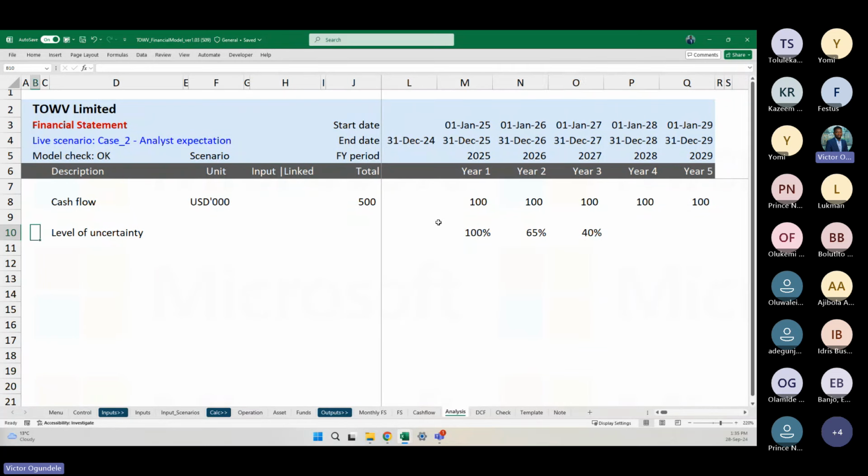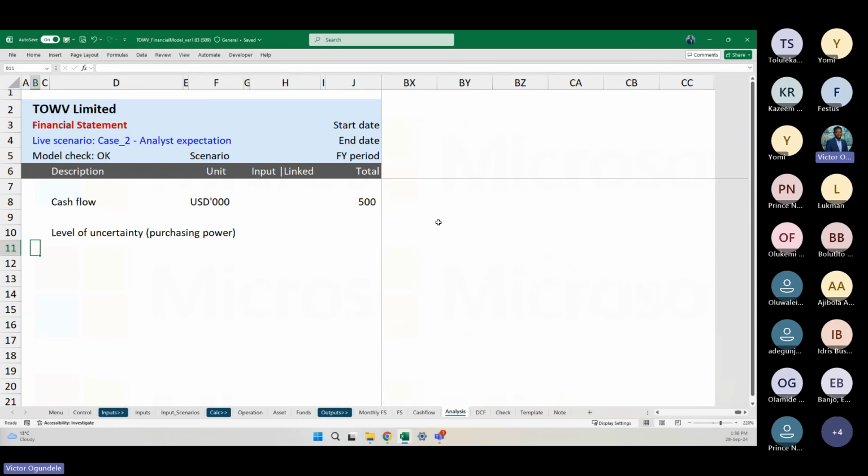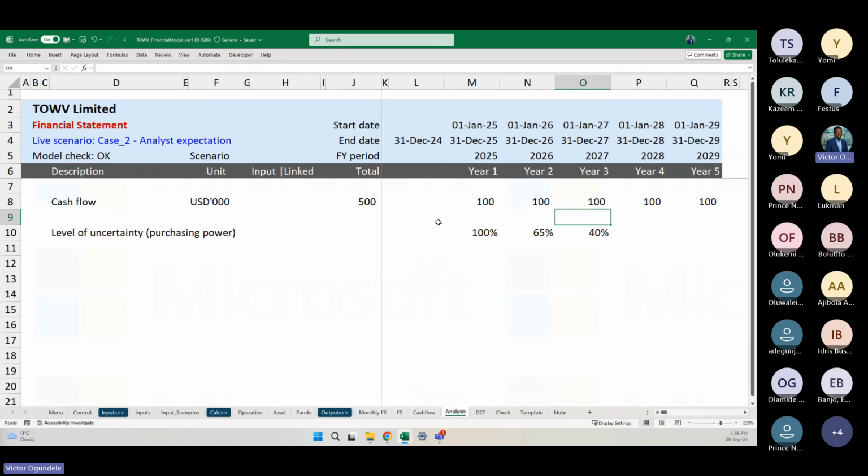So when I'm saying the level of uncertainty, let me just add the purchasing power to it, so that by the time you are watching the video again, you understand. So purchasing power: the longer the period, the more the level of uncertainty. Then year 4, maybe we are now going with, you know what, 20%. Then year 5, it drops down to 5%. So now it's kind of difficult for us to know.